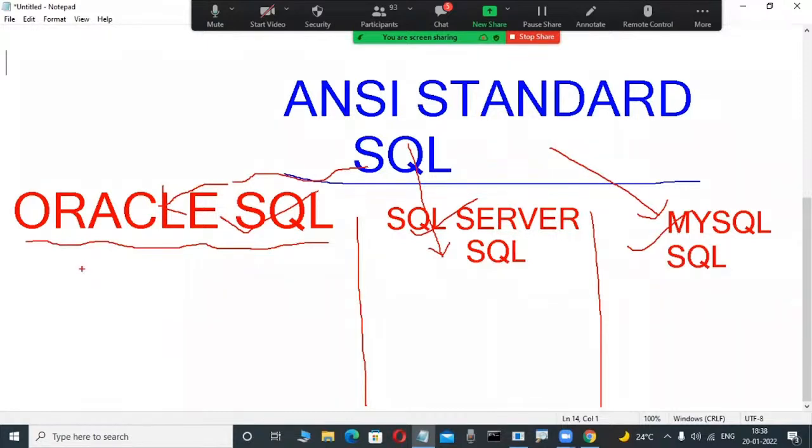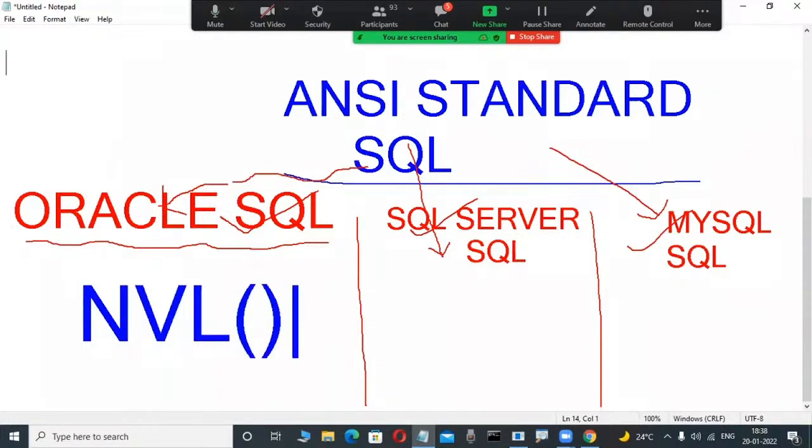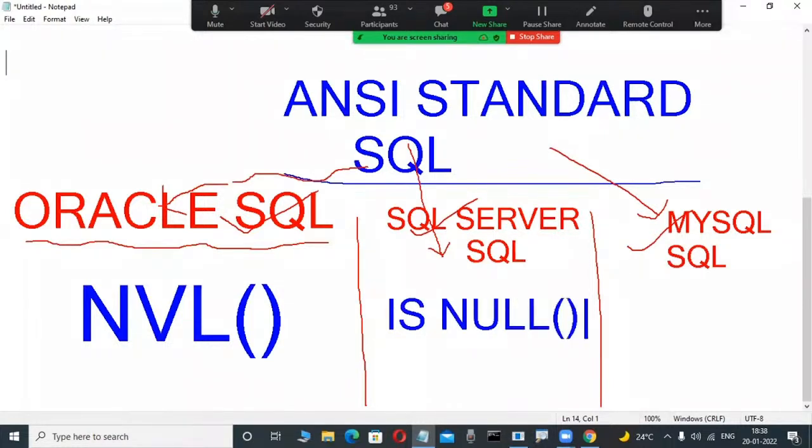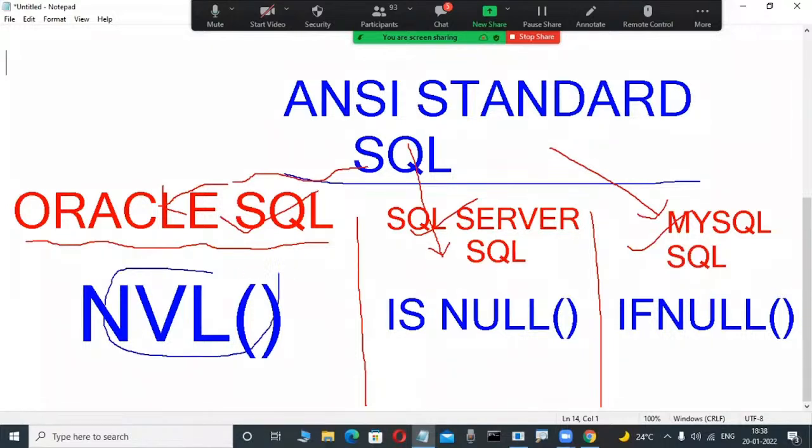And functions are also different. Suppose we are handling null values in Oracle: NVL is a function. But if I use the same function in SQL Server, does it work? No, not working. Why? Because that is a different language. In SQL Server, ISNULL is the function we use for handling null values. Arithmetic operations performed on null values again become null. In MySQL, the same function I copy and paste doesn't work; IFNULL is what we use for handling null values in arithmetic operations in a project. That's why functions are totally different.